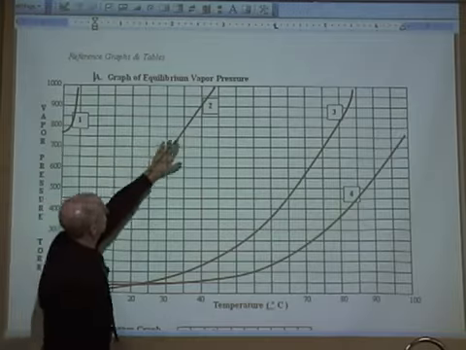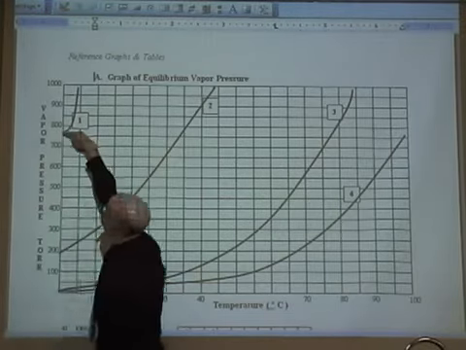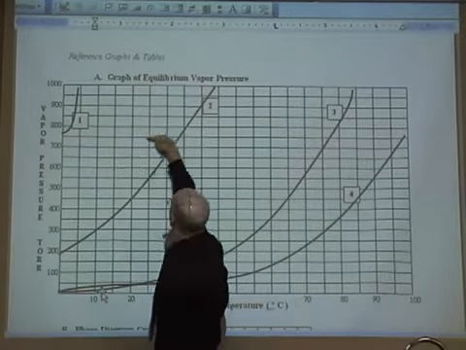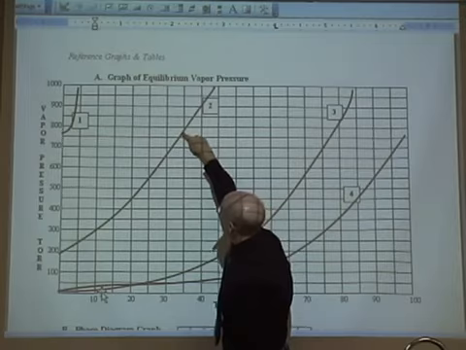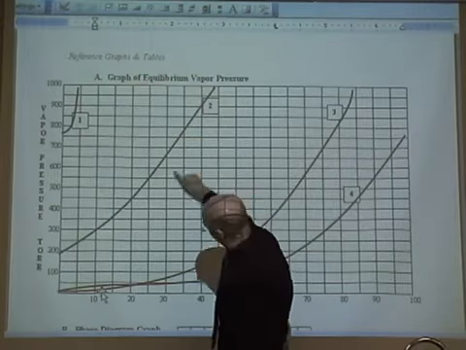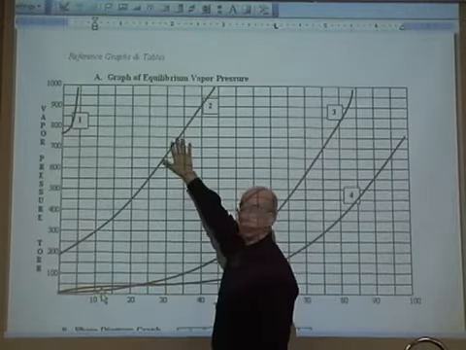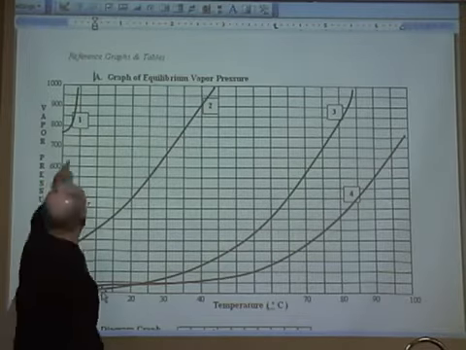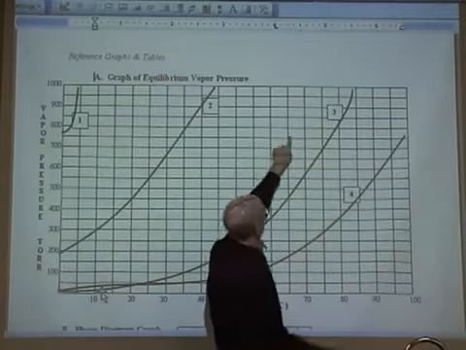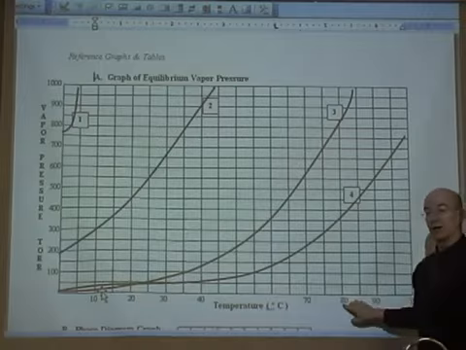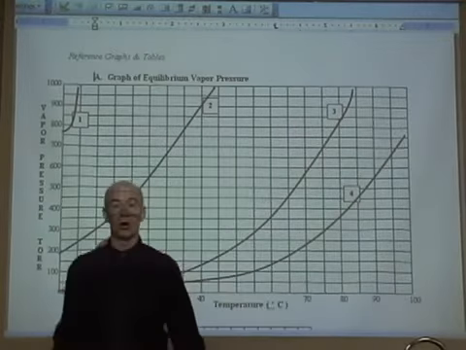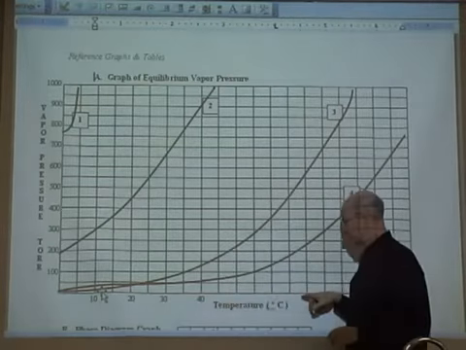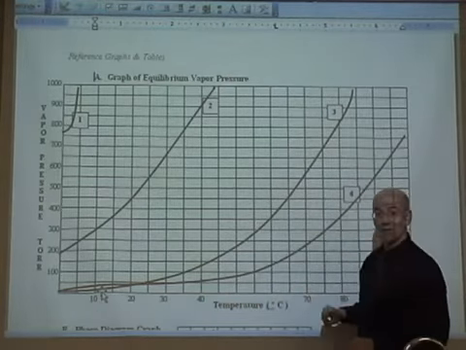Number 2 is this line here. Normal means 760. We go over to the line, and it's right about there, and we come down just under 30 degrees. This is probably ether. And you could say the same thing, what temperature does 3 normally boil at? And you go 760 again, all the way over to 3, and you come down to about 80 degrees. That's probably alcohol.